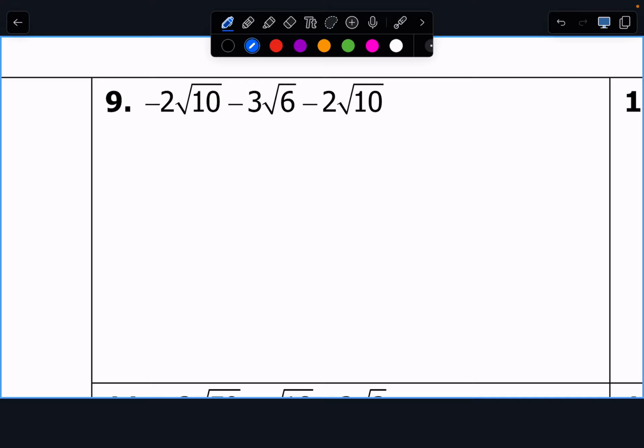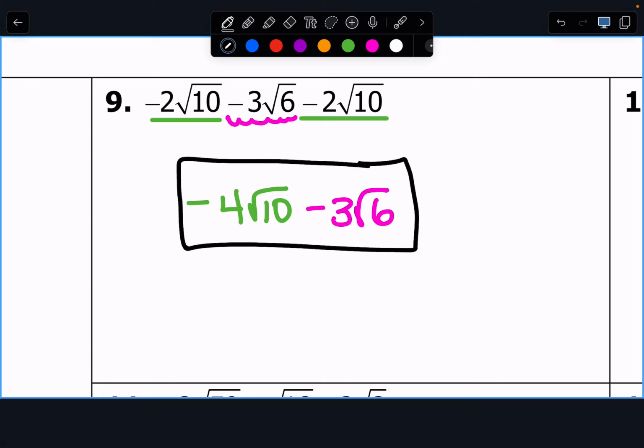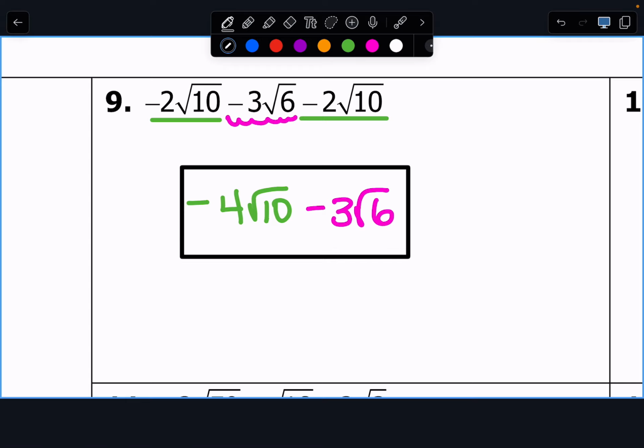Okay, now, are all 3 of those radicals the same? No, we have square root of 10, but then we have square root of 6. That's different. So we can combine the radical 10s together, and we cannot combine the radical 6, so they just have to stay as neighbors. Okay, so the answer I would be looking for is negative 4 radical 10 minus 3 radical 6.